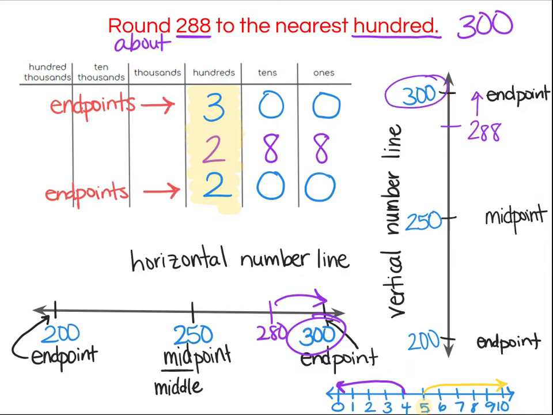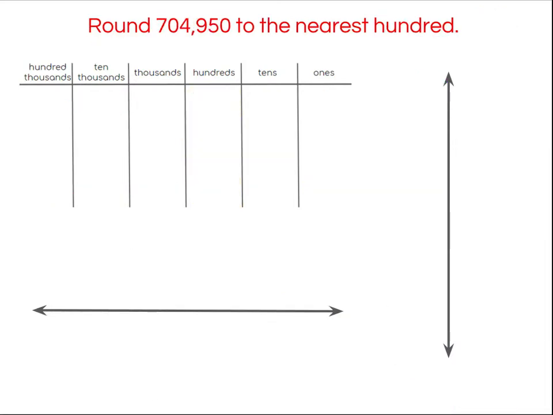If you need to watch another example, the next number is a 6-digit number. This question is asking, round 704,950 to the nearest hundred. First, we're going to write this number in our place value chart. We are rounding to the nearest hundred, so we will be paying attention to the hundreds place. When we look at the hundreds column, we see a 9.